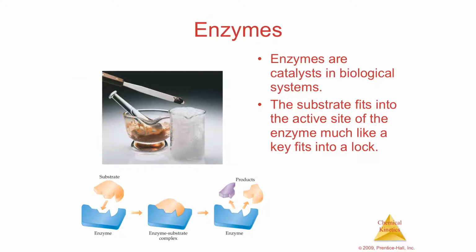The last thing in this chapter is on enzymes. An enzyme is a catalyst that's used in the human body. There's also everything that's alive. There's all kinds of plant catalysts or enzymes and all kinds of stuff. But in the human body, almost everything is controlled by enzymes.